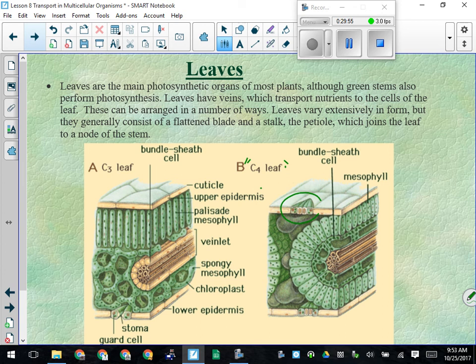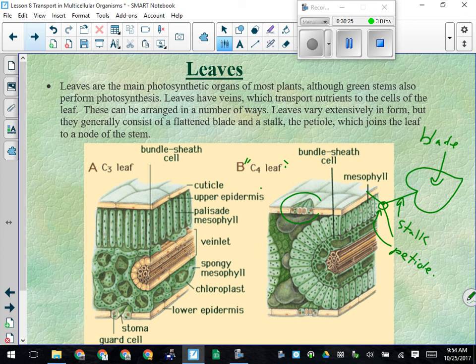Okay. All right. So leaves have veins. Those transport the nutrients. Leaves vary extensively in form, but still generally have this kind of shape. We have the blade. This is the blade. This is the stalk. And where the leaf attaches to the branch, usually a bit of a swelling there, is called the petiole.